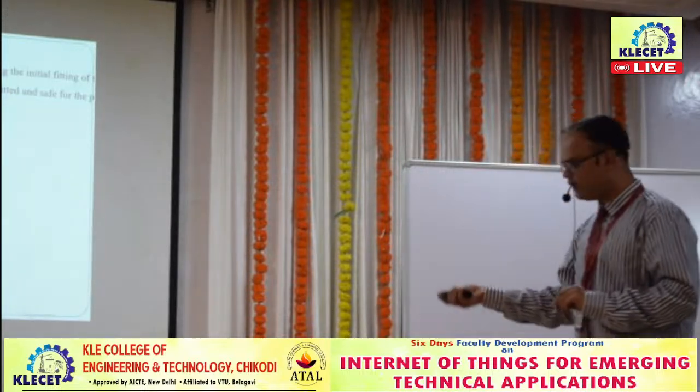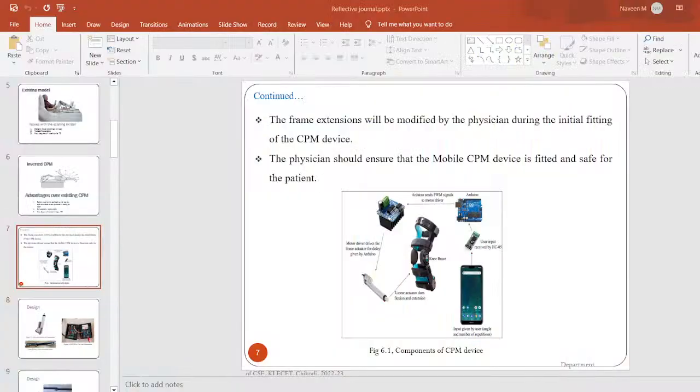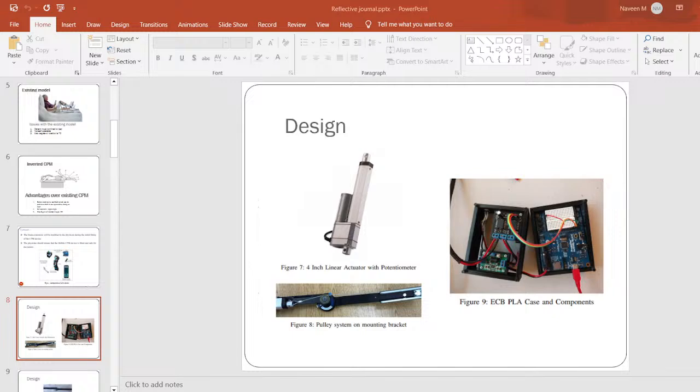And we have filed this as a patent. It is published and we have sent it for grant also. Now these are the equipments that we have. There is a linear actuator, the cost is 4,100, an ECB, and then a pulley system for moving to and fro. These are the things that are part of our design.